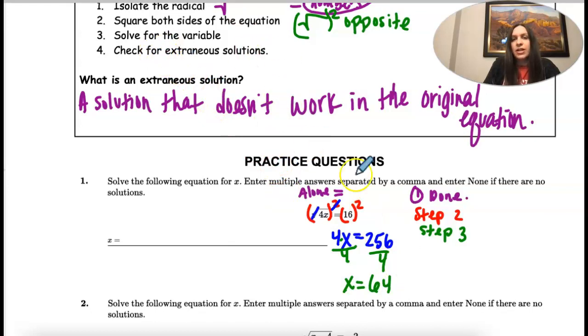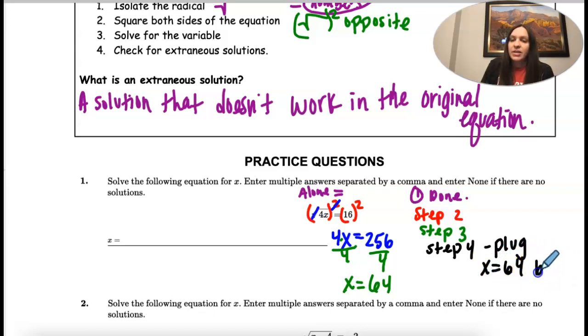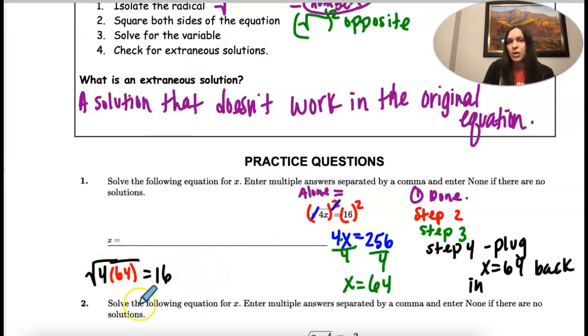Alright, last one. Check for extraneous solution. So how we do this, we plug our solution back in. So we're going to plug x equals 64 back into the original equation. So my original equation is the square root of 4, but I'm going to put what x equals. So x is 64, equals 16. And then I'm going to calculate this.